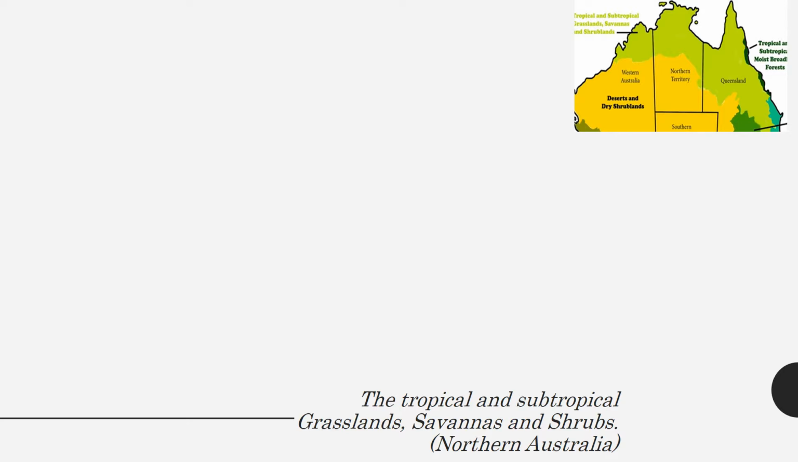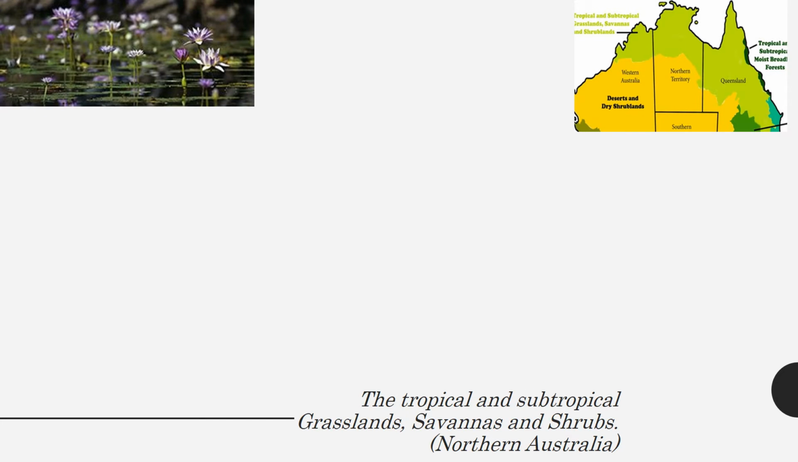Here is the first biome I'm doing, the tropical and subtropical grasslands, savannas and shrubs in the northern part of Australia. It's the light green part. As you can see, there are 3 main states that it is in, namely Northern Territory, Western Australia and Queensland. The first picture that is going to come up are water lilies, and they are common in this biome and in this area.